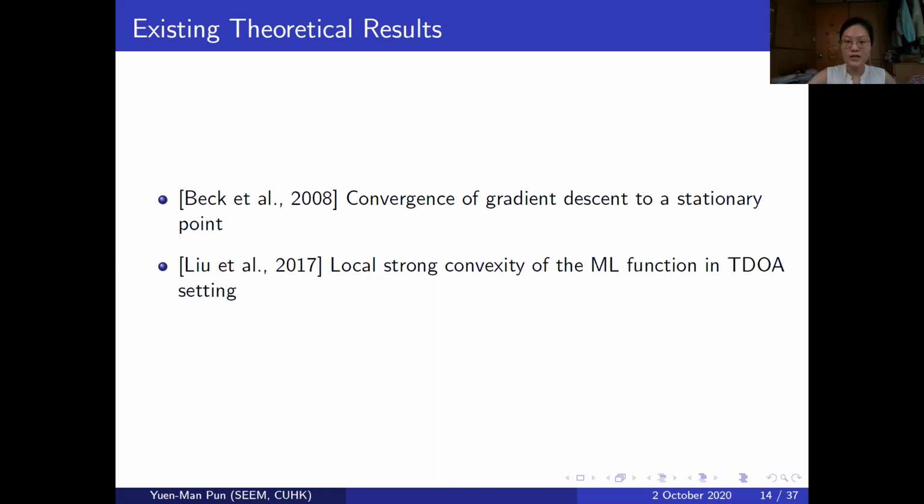Using the local strong convexity, we not only know the geometry near the ML estimate. Also, if we have some proper initialization near the MLE, then we can have a good convergence rate to the MLE. We will also talk about this in our work, because we can find a similar structure in the ML function of TOA.